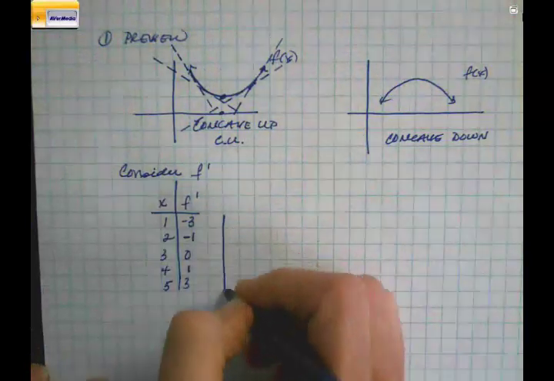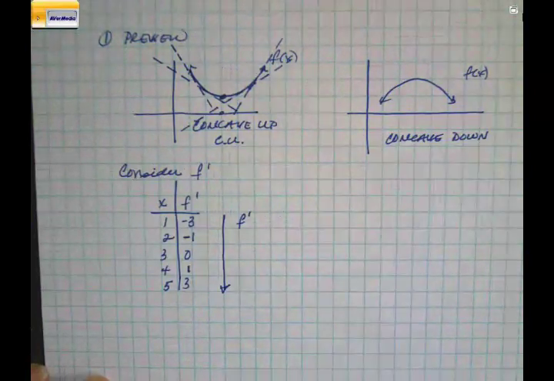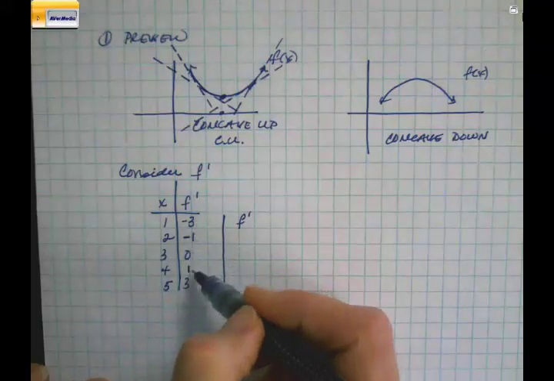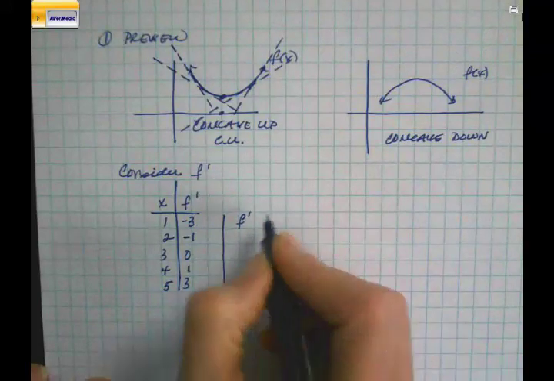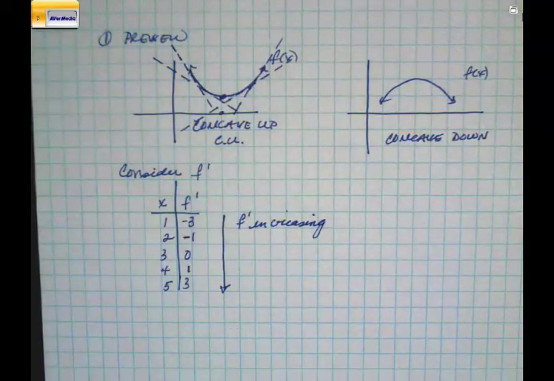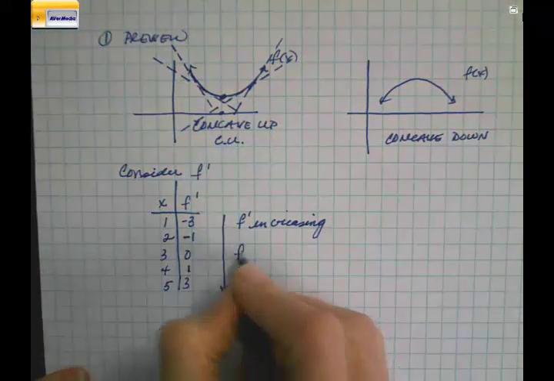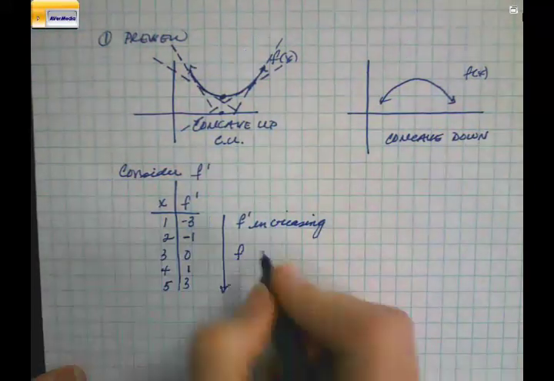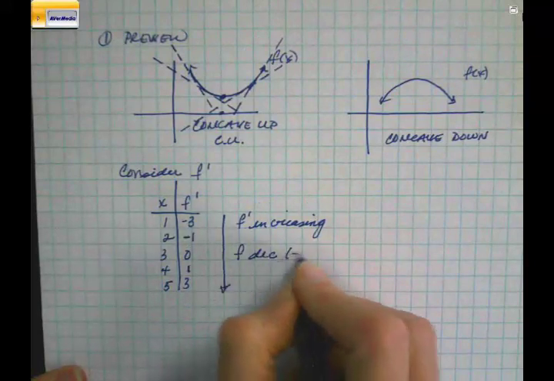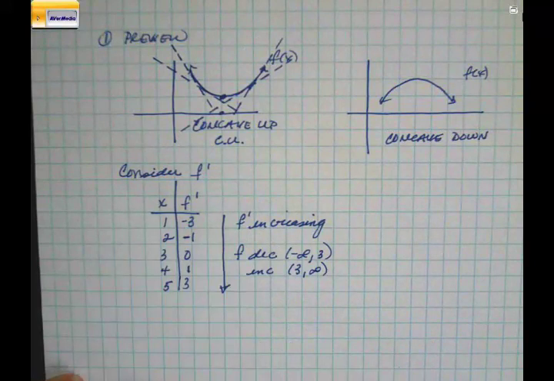Now when you go from 1 to 5, the values of your first derivative are increasing, right? -3 increases to -1, increases to 0, increases to 1, and increases to 3, right? So your first derivative values are increasing. Your slopes of your tangent lines are increasing. However, what is f itself doing? What's the original function doing? The original function, not the first derivative, is decreasing from -infinity to 3 and increasing from 3 to infinity.